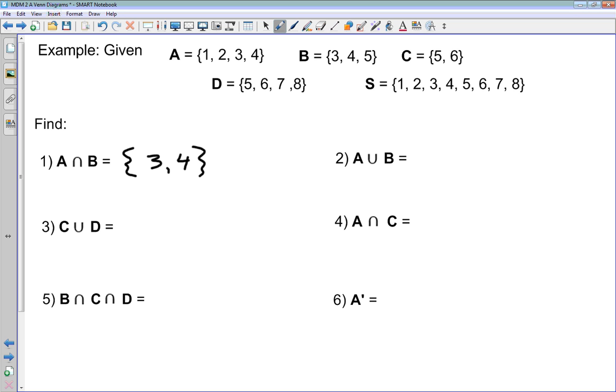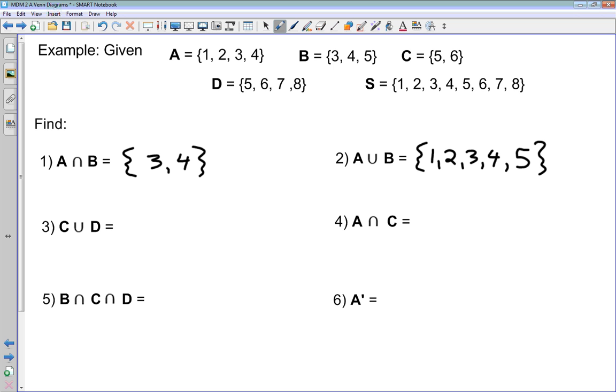For the next one, we want A union B, so we want all the elements that are in A or in B. Well, to do that, we're just going to list the things that are in A first, 1, 2, 3, 4. Okay? And then add in the things that are in B. Well, let's see, we've already got the 3 and the 4 from B, so we don't need to write it again. So we just add in the 5. So the set A union B is going to be 1, 2, 3, 4, 5.